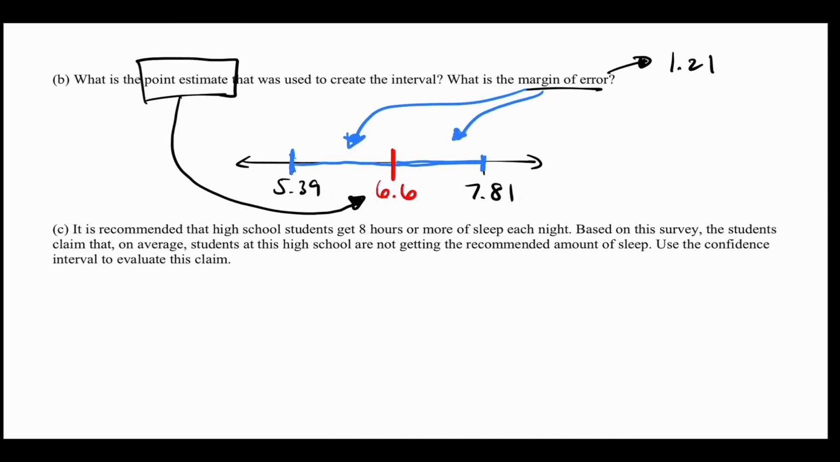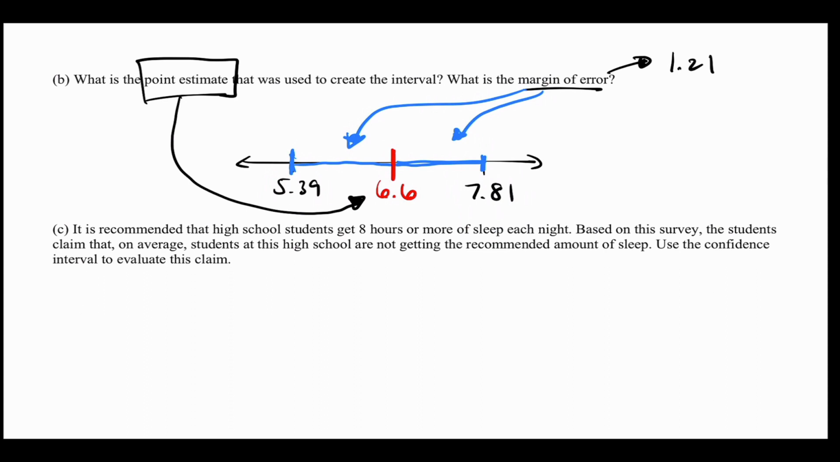Last one is it is recommended that high school students get 8 hours of sleep each night. Based on this survey, the students claim that on average, students at this high school are not getting the recommended hours of sleep. Use this interval to evaluate the claim.